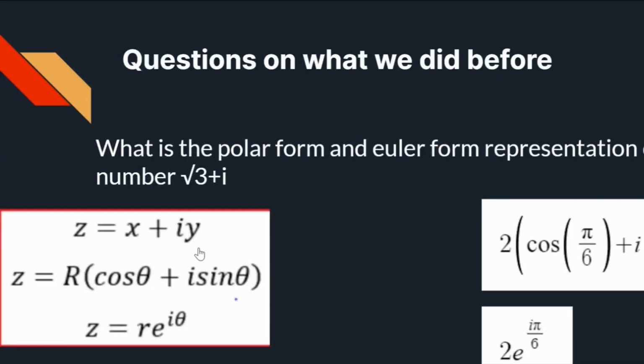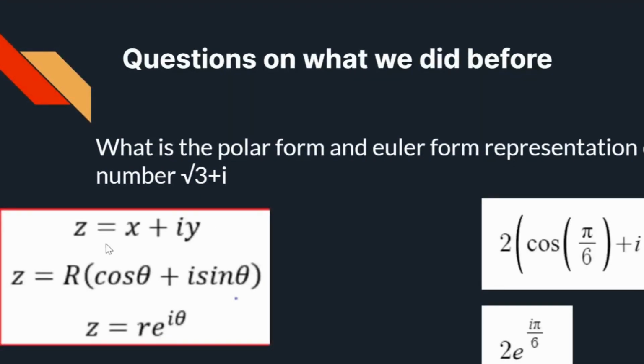On the right side, we can see that z equals x plus iota y. The number is given in this form. The other two forms are in terms of r and theta. This is the polar form and this is the Euler form. And this is the answer based on the trigonometric identity knowledge of what the values of cos and sin theta are for pi by 6. This is how it is solved.